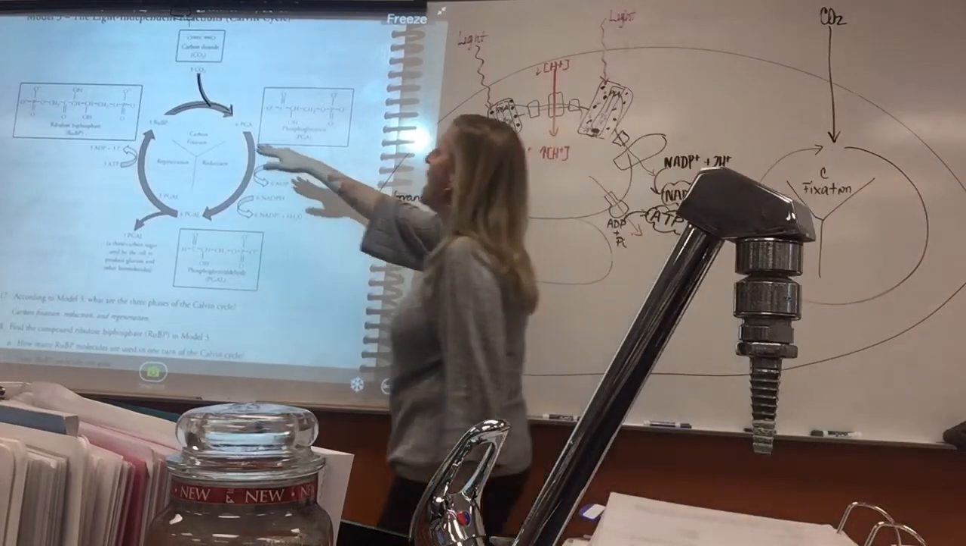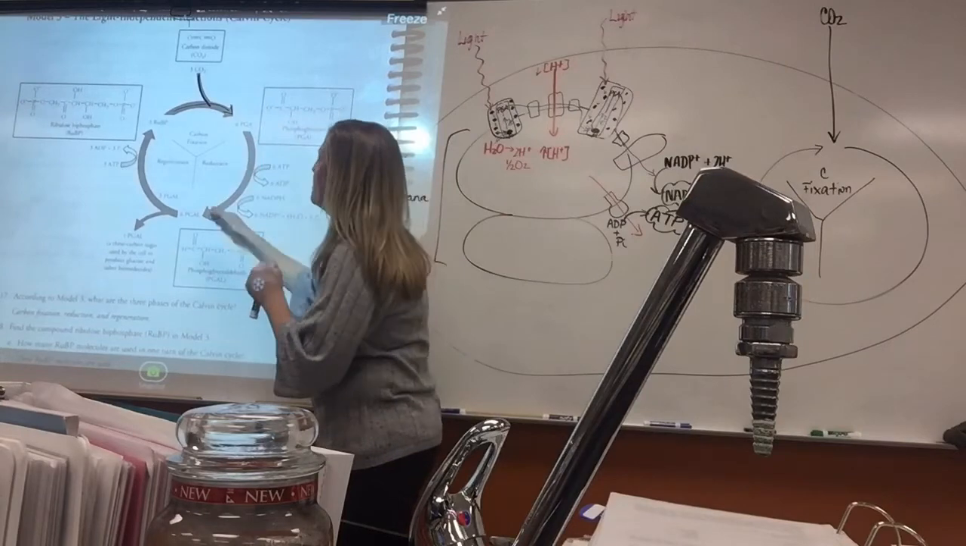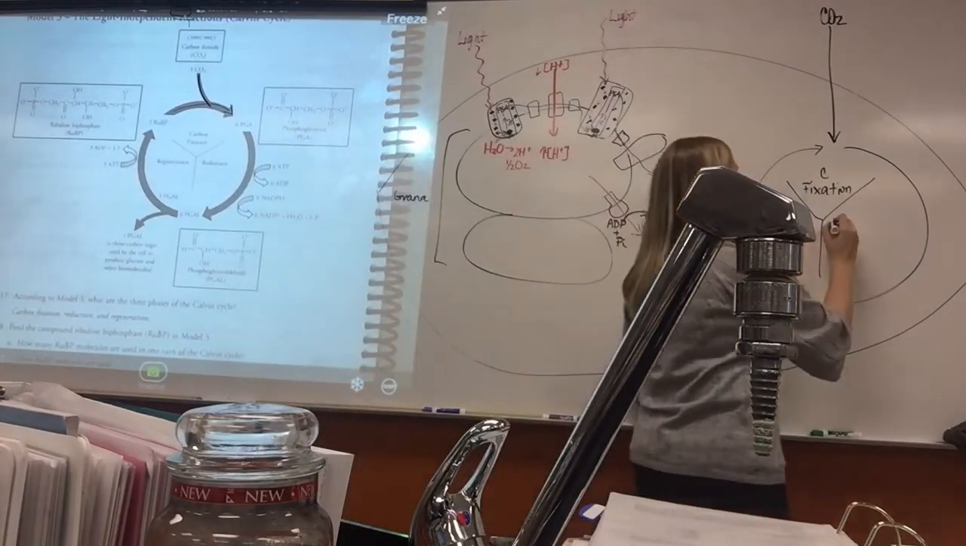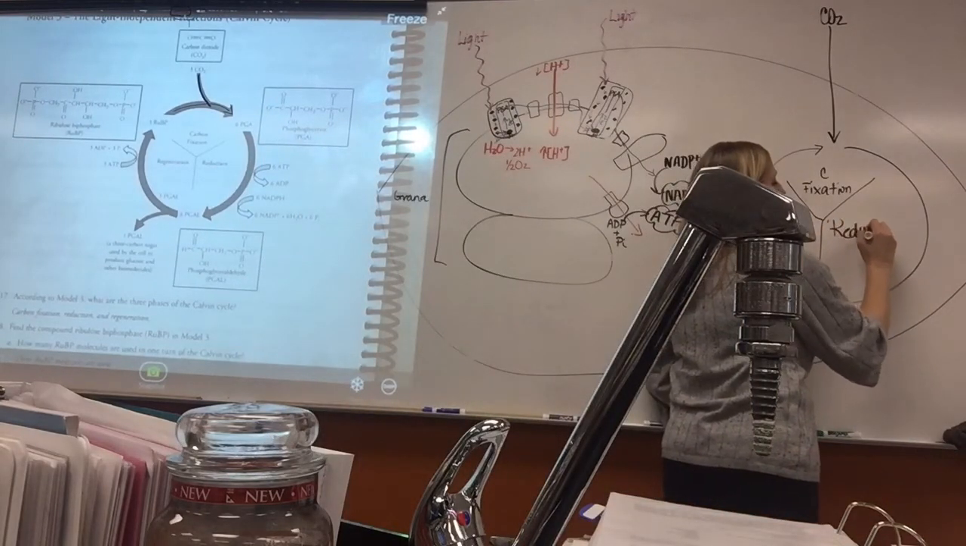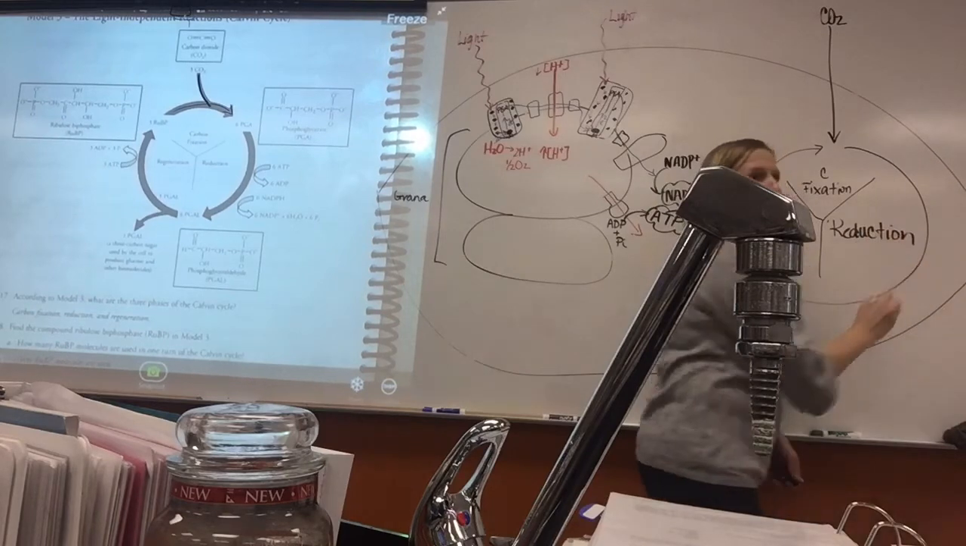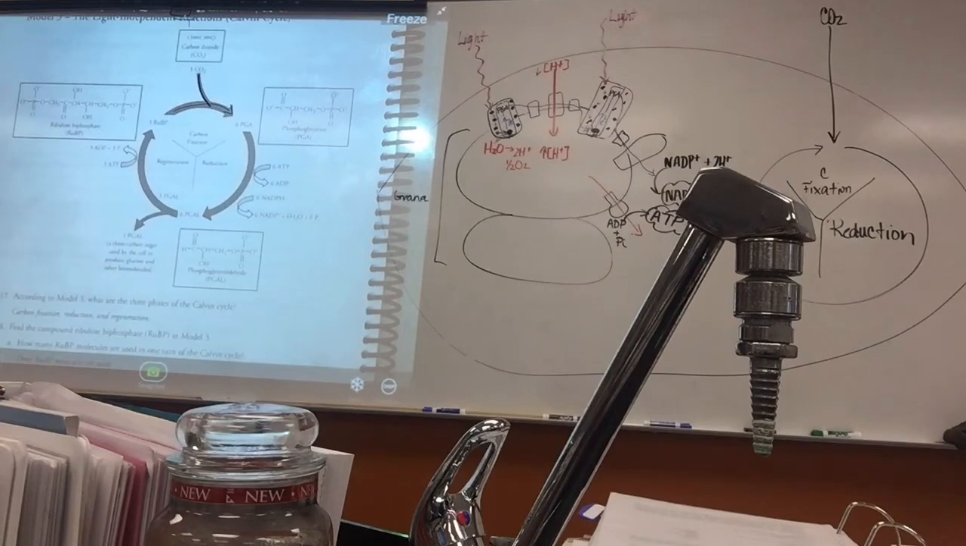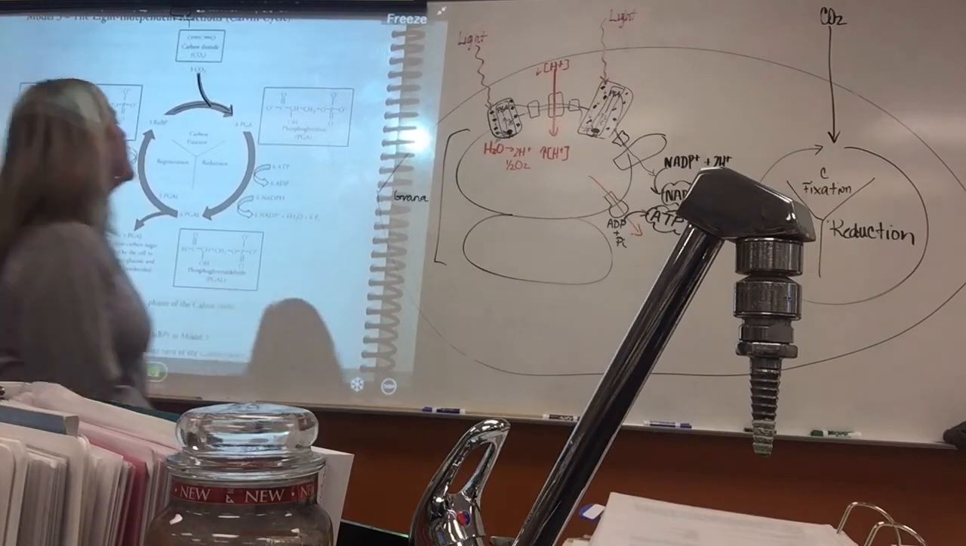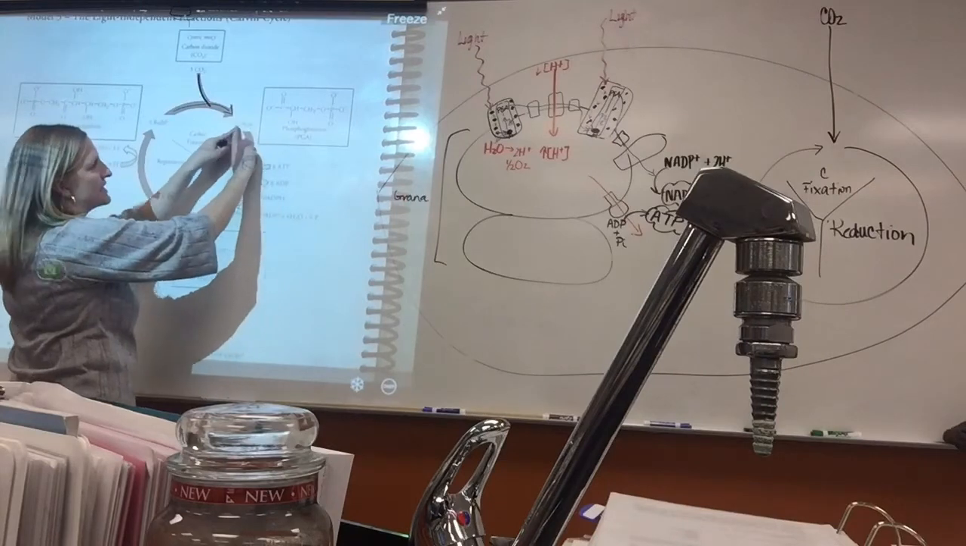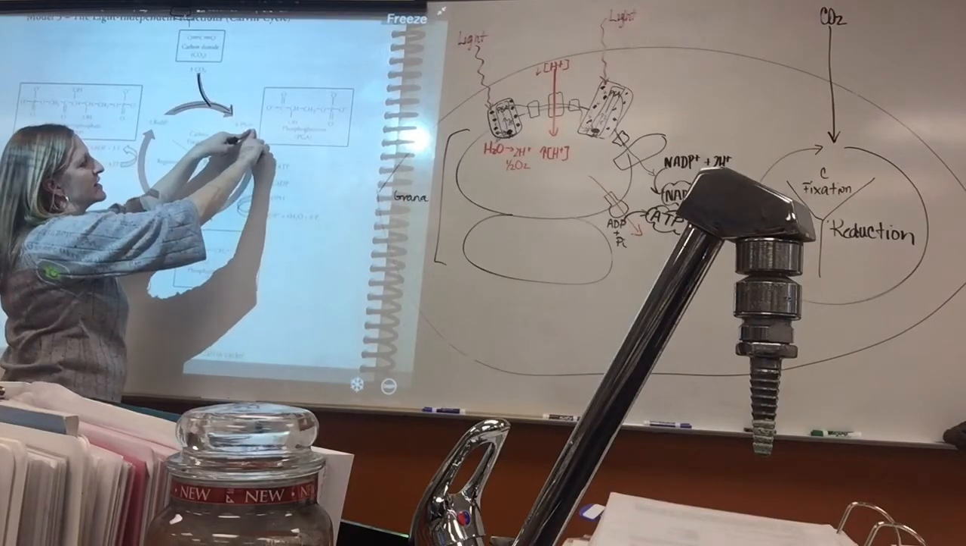That's the first step. And so then we have the reduction phase. What happens during the process of reduction? And be more specific than something is being reduced. Charlotte? Electrons are added, absolutely. So what's going to happen here is notice that these 6 PGAs are going to be converted to 6 PGALs.